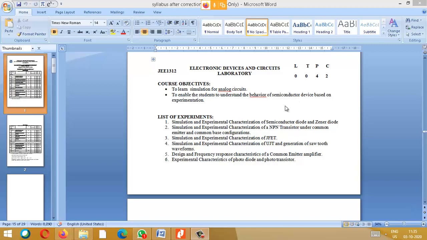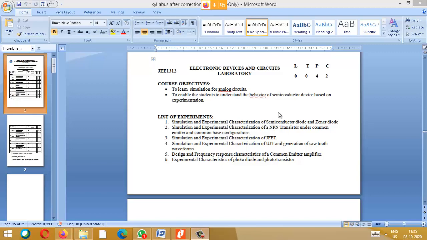A semiconductor behaves like a conductor as well as like an insulator. Depending upon the control action, it will move from insulator to conductor and vice versa. This behavior is what we are going to see in this lab. We will see various types of semiconductors. The first one, we all know, is the diode.